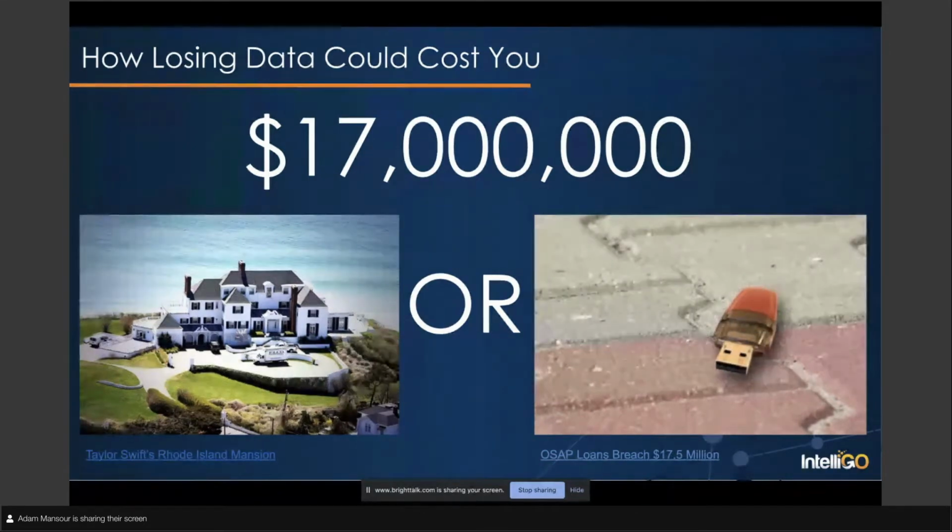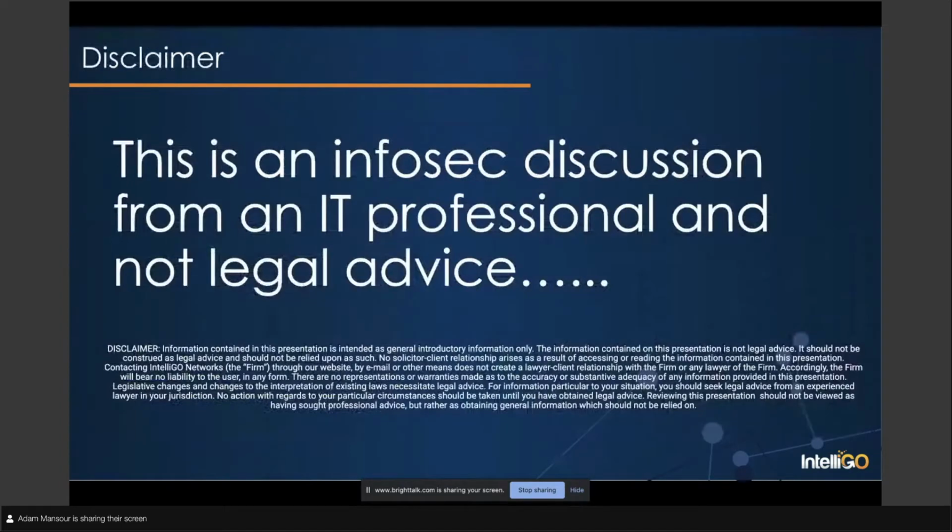You could also spend that money on Taylor Swift's mansion on the left. So we want to make sure that you can save your money for fun things like buying software or potentially mansions on a hill in Rhode Island, as opposed to simply owing your customers money for losing their data.